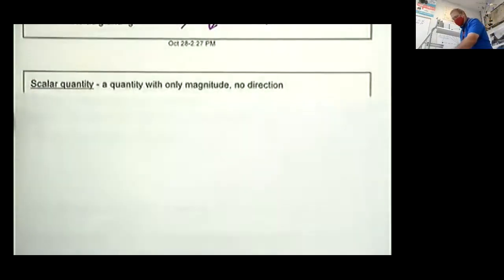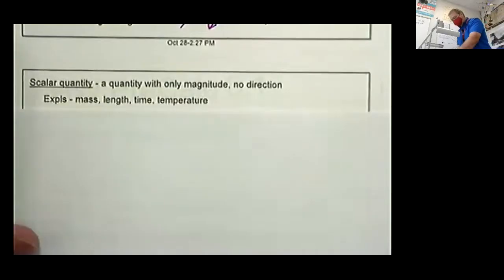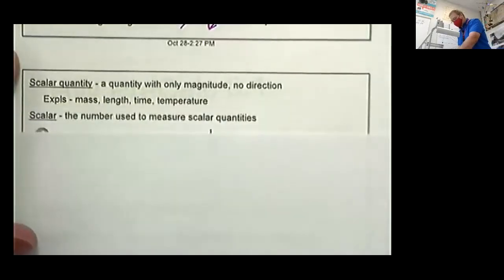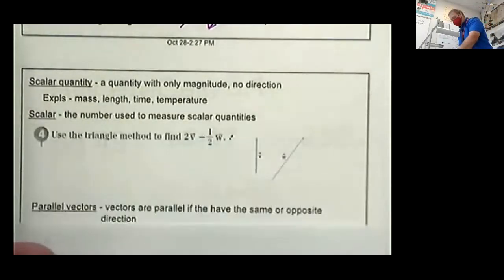We also then define a scalar. We saw this when we did matrices, because we can actually turn any vector into a matrix, which we're not going to get into, but we can still use scalars. A scalar quantity is a quantity with only magnitude, no direction. For example, mass, length, time, and temperature are all magnitudes, no directions. Those are scalars. We can use a scalar as the number used to measure scalar quantities.